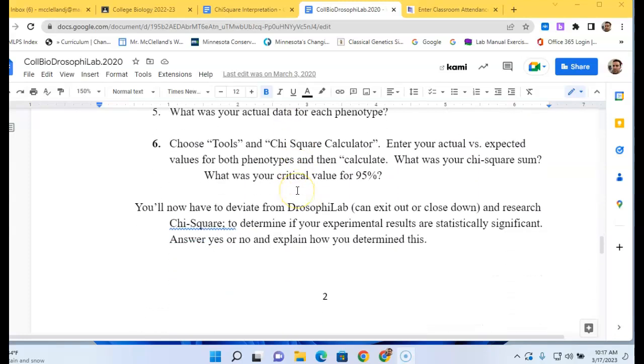Okay, interpretation. So we had some people come up with a critical value and a chi-square sum comparison, and there were some challenges with some interpretation for folks. So I wanted to clear that up, hopefully. I'm going to skip over to this.